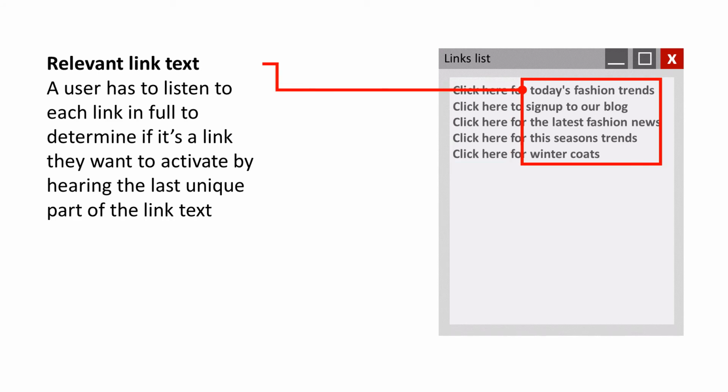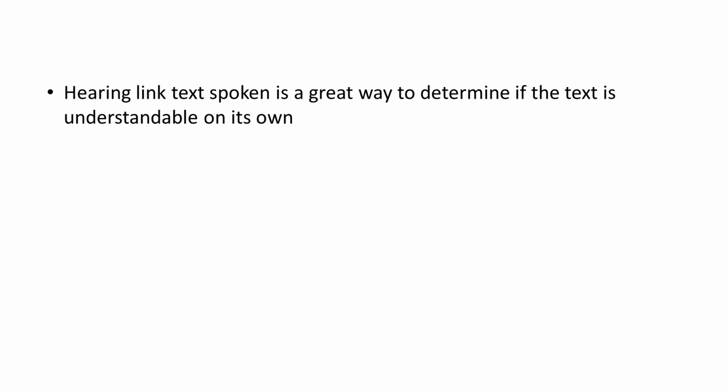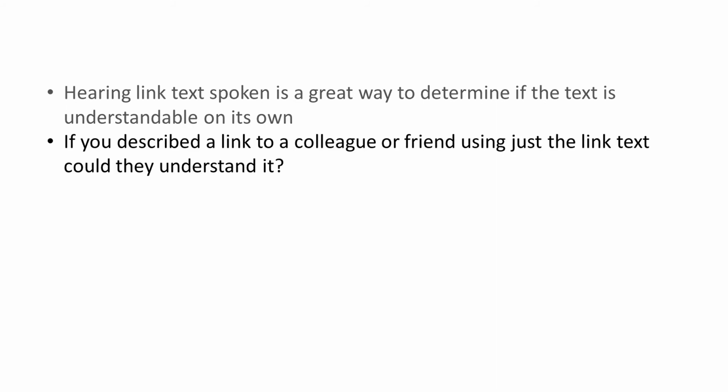A way to determine if link text is clear is by reading it aloud. Hearing link text spoken is a great way to determine if the text is understandable on its own. If you described a link to a colleague or friend using just the link text, could they understand it? If not, then it's probably a good indicator that the link is difficult to understand.